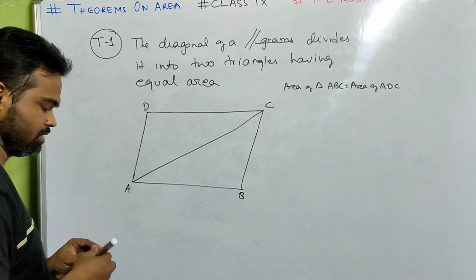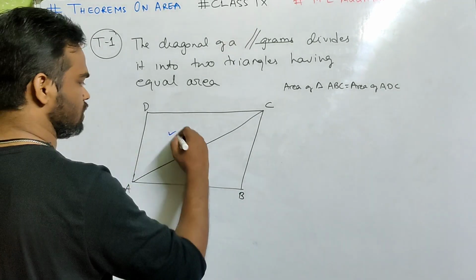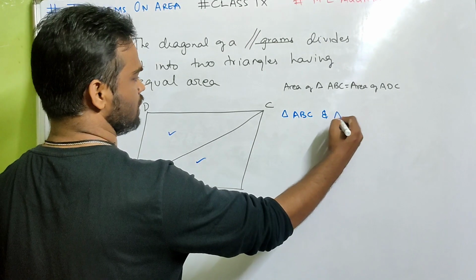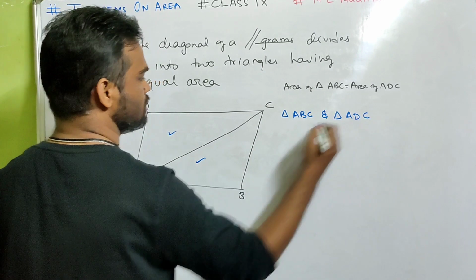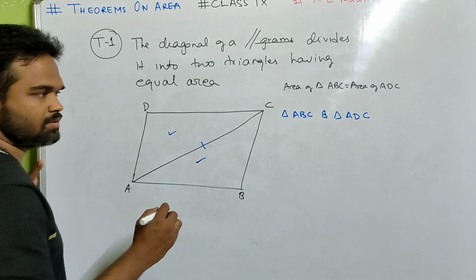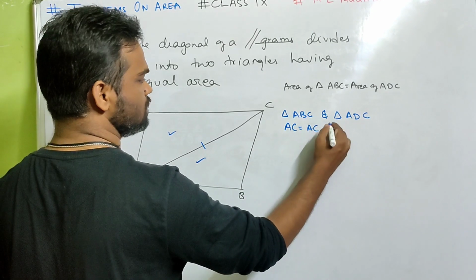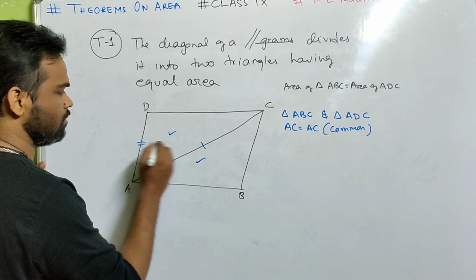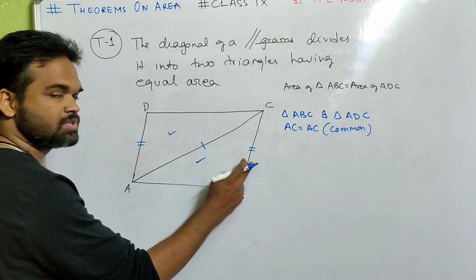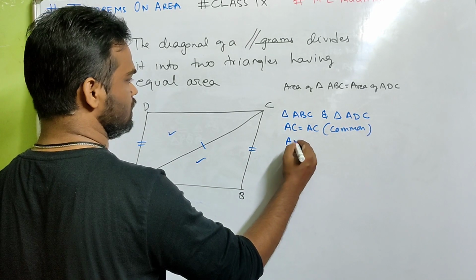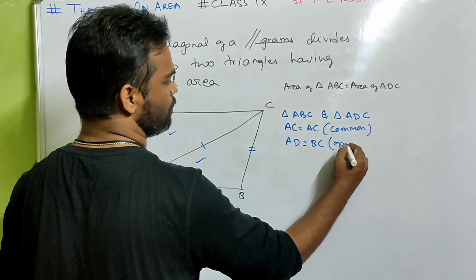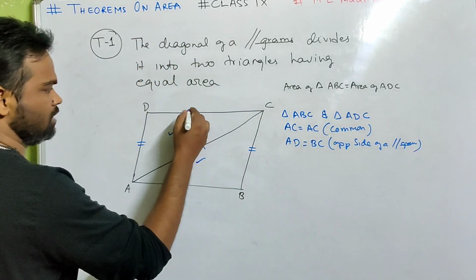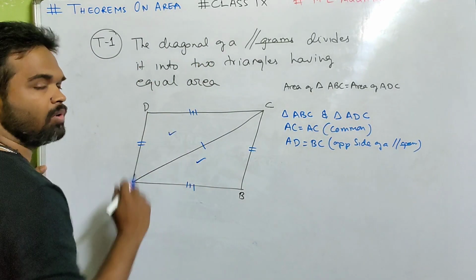Now how do we prove that? Just look at this. If you look at these two triangles, triangle ABC and triangle ADC. First of all, AC is equal to AC, that's common. AD is equal to BC. We know in a parallelogram the opposite sides are equal. AD is equal to BC, opposite sides of a parallelogram. Similarly, AB is equal to DC.